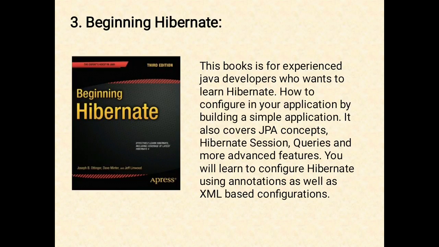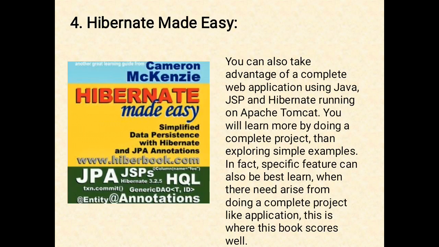The next book is Hibernate Made Easy. It is Simplified Data Persistence with Hibernate and JPA Annotations by Cameron Wells McKenzie and Kerry Sihan. It is a book meant for Hibernate beginners. This book builds a complete web application using Java, JSP, and Hibernate running on Apache Tomcat. You will learn more by doing a complete project than by exploring simple examples. In fact, specific features can also be best learned where they arise from doing a complete project like application. This is where this book scores well.